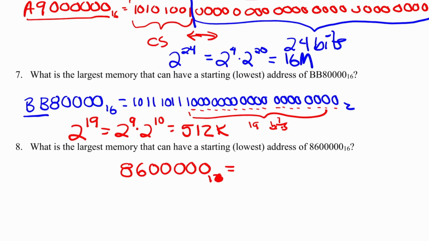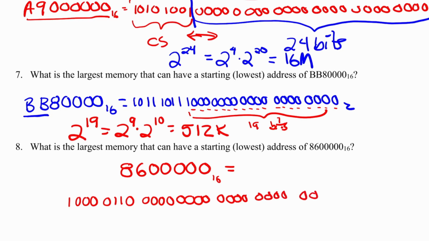Whoops, and that's base 16, not base 2, it is base 16. So go ahead and make that look right. All right, so 8 is 1000, 6 is 0110, and then I have 5 nibbles of zeros. So that's 1, 2, 3, 4, 5.